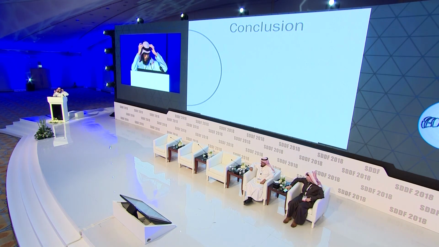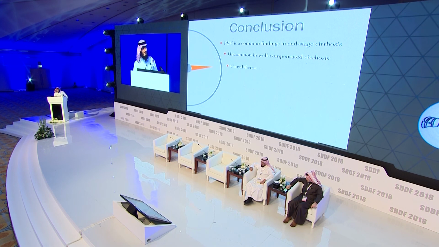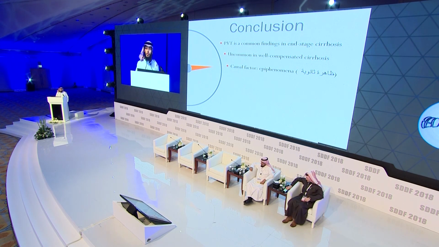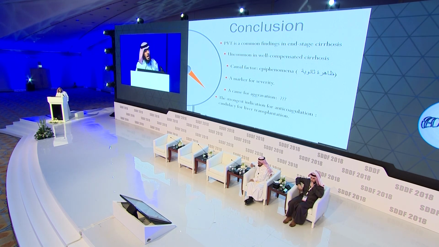I'll conclude my talk with the following points. PVT is a common finding in end-stage liver cirrhosis and uncommon in well-compensated cirrhosis, and the causal factor is considered an epiphenomenon rather than a primary phenomenon, due to increase in the intrasinusoidal pressure. It is considered a marker of severity, and it is very much correlated with a higher MELD score and higher Child-Pugh score. Is it a cause for aggravation or further decompensation of liver cirrhosis? Still, the question is open for further research. And the strongest indication for anticoagulation is candidacy for liver transplantation.